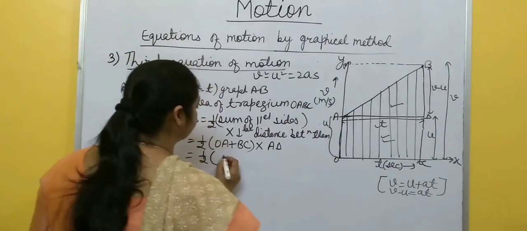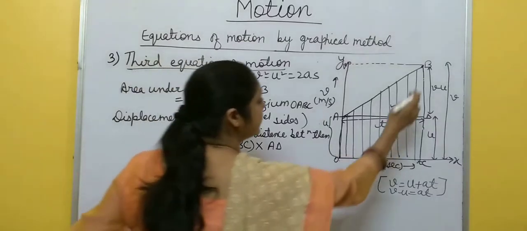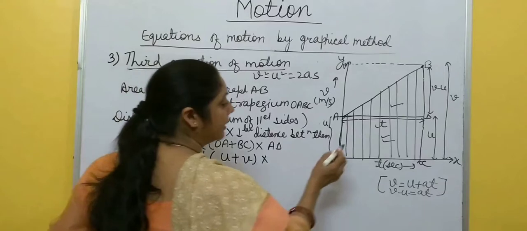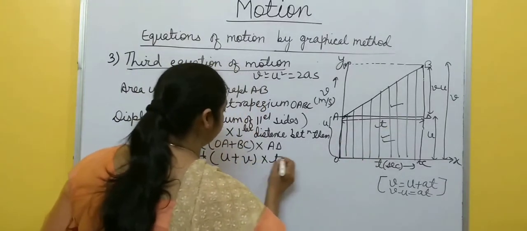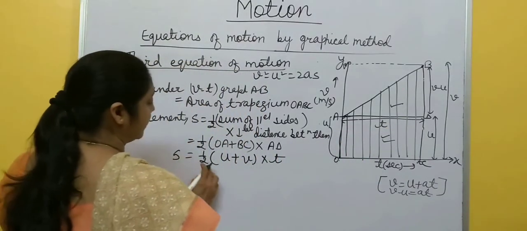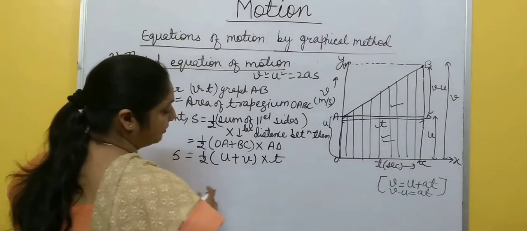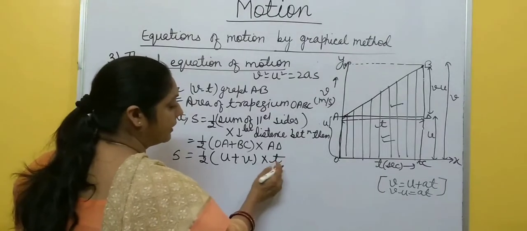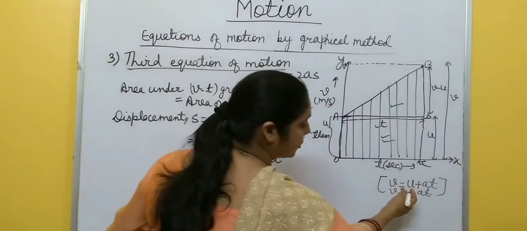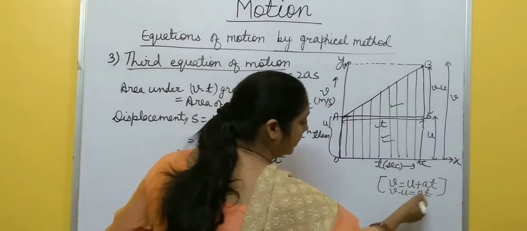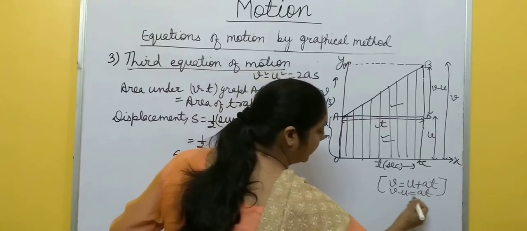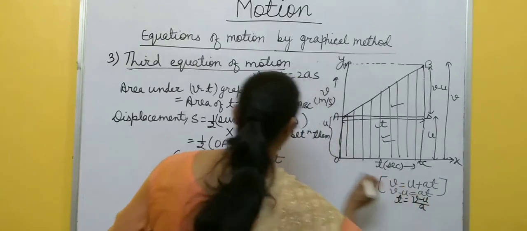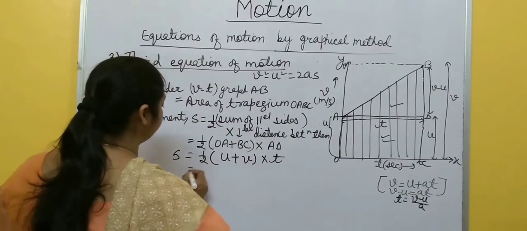Now you put the values of these things. OA is what? U. BC is what? V into AD. And AD is what? T here, right? You get S equal to half U plus V into T. Now again using the first equation of motion, you put the value of T here. This is the first equation of motion, V equal to U plus AT. So V minus U equal to AT, and here T equal to V minus U by A. You just put the value of T here.